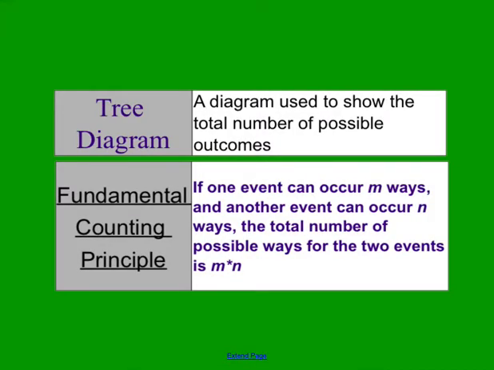A tree diagram is used to show or model the number of different outcomes. That's if we wanted to visually see all of the different outcomes. However, if we just want to know how many ways there are, then we're going to use the fundamental counting principle. If one event can occur m ways and another event can occur n ways, the total possible ways are m times n.